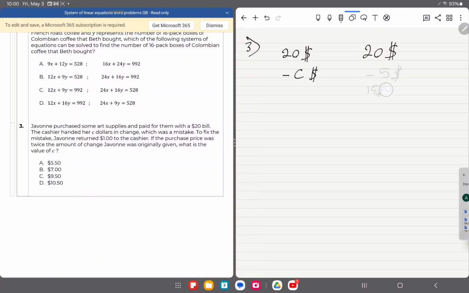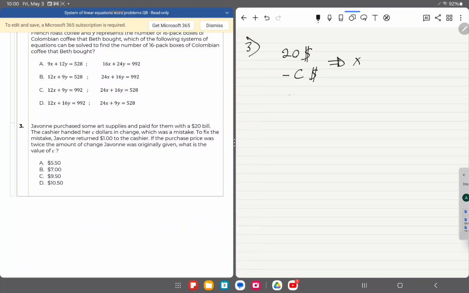Over here, the logic is reversed. So you're getting $5 in change, so you are plus $15. Now, forget about this. We are thinking about $20 minus the change. Then it's going to be the value of the purchase. It's the same logic. So this is the value of the purchase.